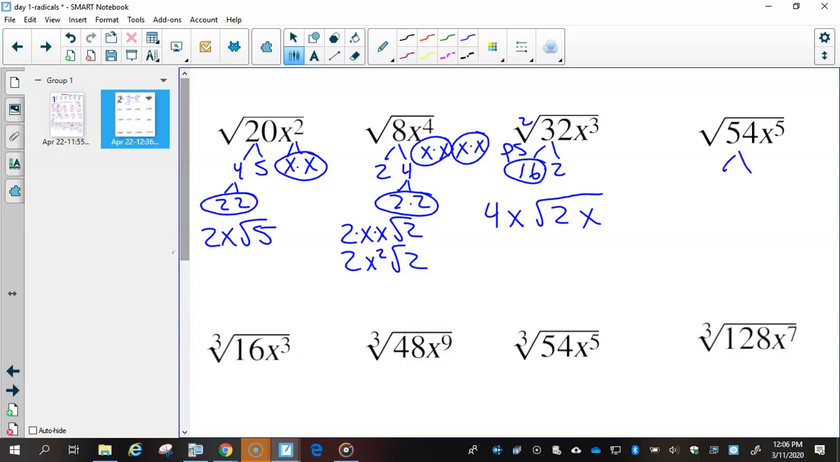What were 2 factors we used for 54? Okay, so I heard 27 and 2. You could have used 9 and 6 as well. One just has more simplifying than the other.